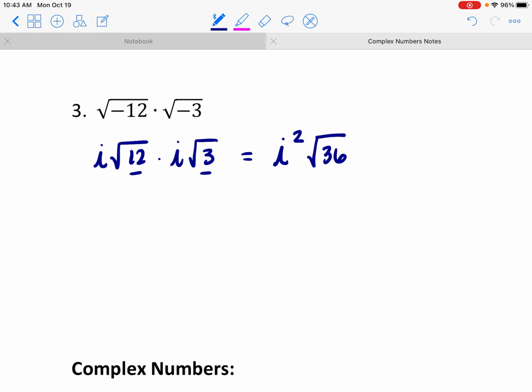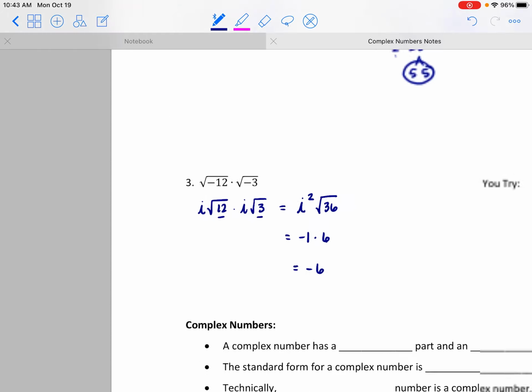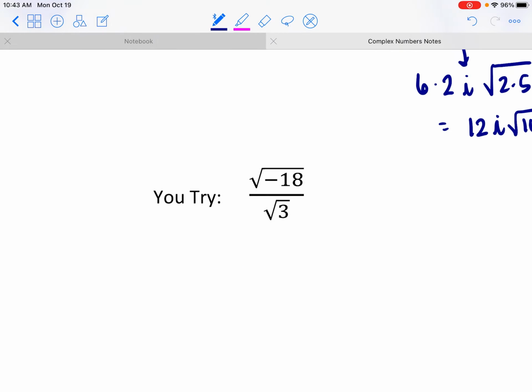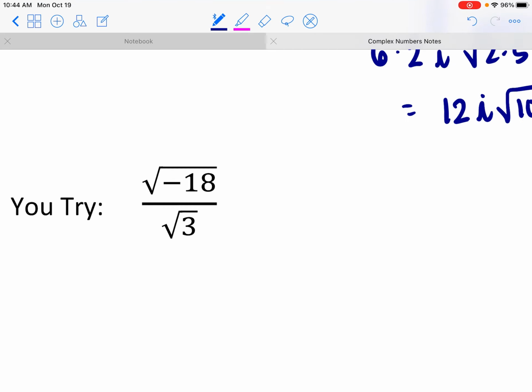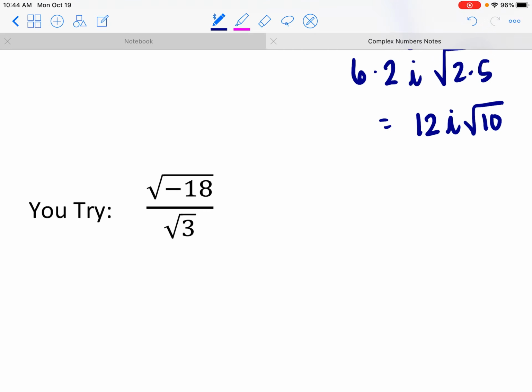So instead of just an i squared times the radical 36, this becomes, we said i squared is a negative 1, and it's going to be multiplied by the square root of 36, which is 6. So i squared becomes negative 1, square root of 36 becomes 6, and if I multiply negative 1 times 6, that makes the final simplified form of this problem negative 6. So our answer is negative 6. Okay? Crazy, I know.